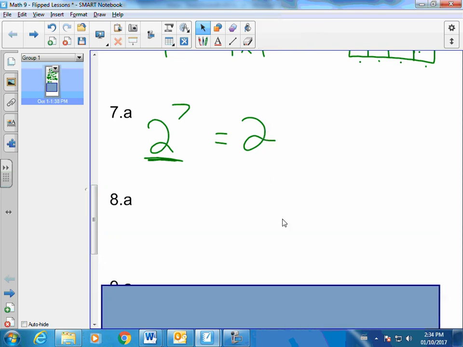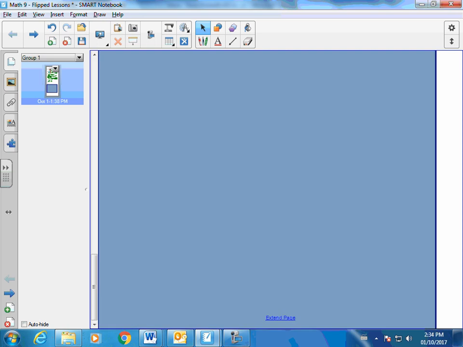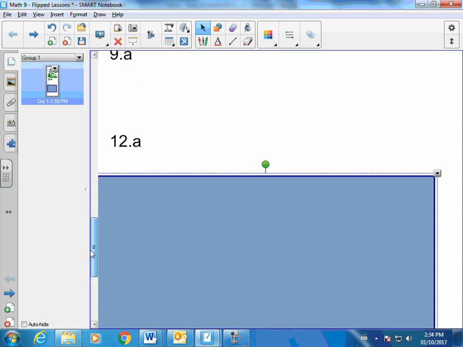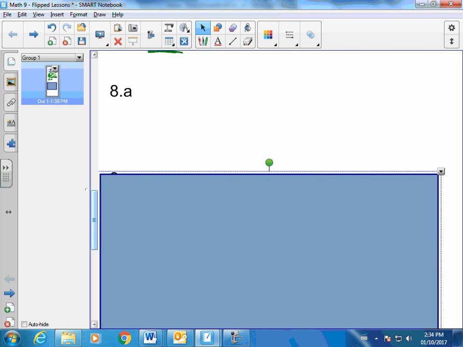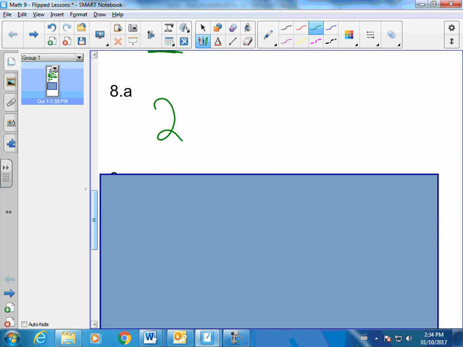Question 8a. Oh, went too far down there. Question 8. 8 wants you to do the exact opposite. So instead here, what they're asking you to look at it is to look at it and tell me exactly what the exponent is. So question A is 2 to the 5th power. So what they're looking for here is the exponent. So for that question, our exponent is 5. Take a second here to pause it. Go ahead and finish up the rest of question 8.